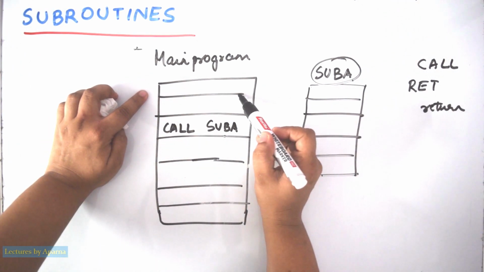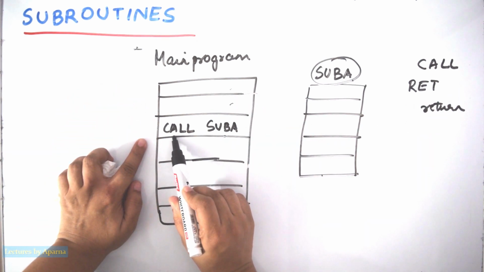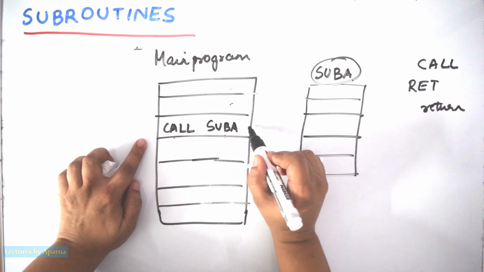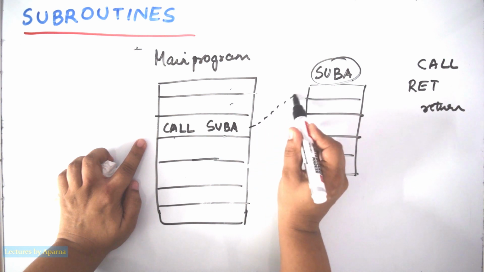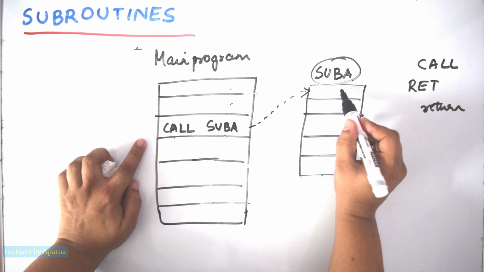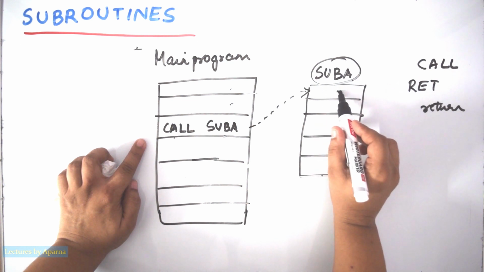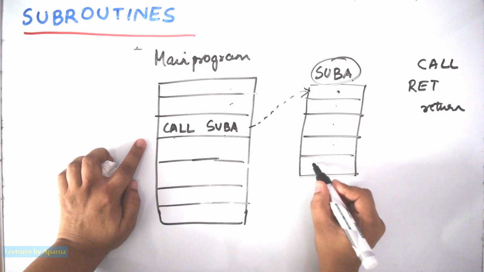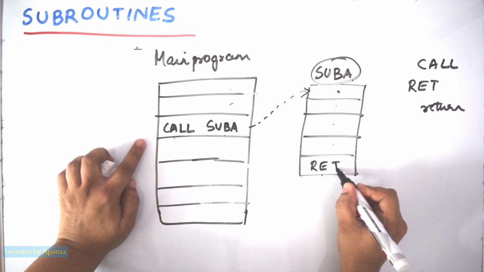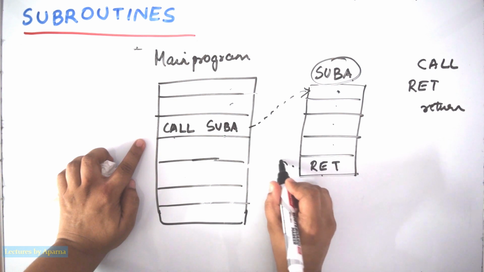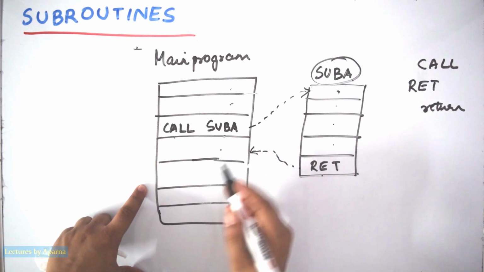So the main program will be executed line by line, and when it reaches this line, what is happening? The instruction says that it has to call the subroutine A. So from here, the next instruction will be starting from this line, the first instruction of subroutine A, sub A. So this will be executed, and in the last line of the subroutine, it will be RET, which means that from here it has to return back to the main program, and then this instruction will start executing.